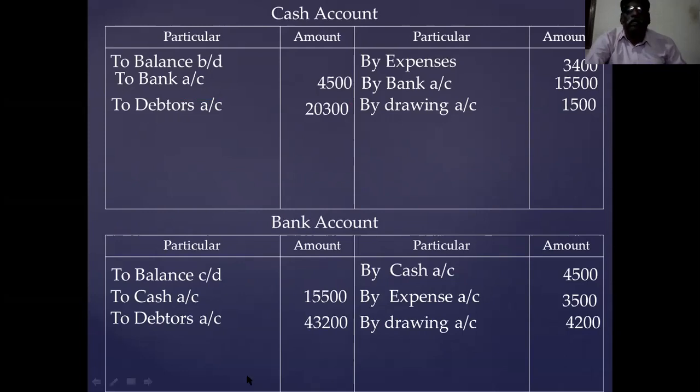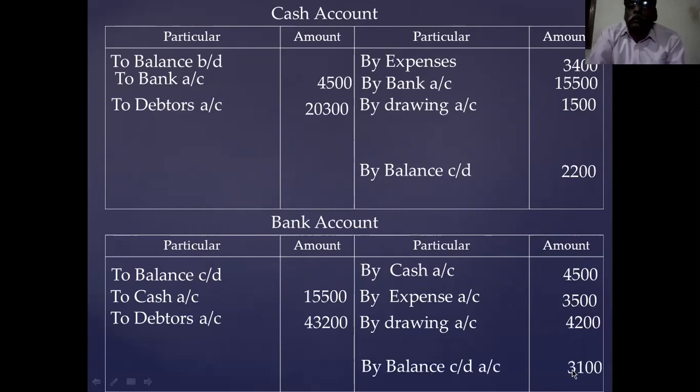Then cash in hand. Cash in hand closing balance. By balance carried down 2,200. 2,200 is the cash account closing balance. In the closing balance, bank and cash total is 5,300. Therefore, out of 5,300, you deduct the 2,200 cash balance. Automatically, you will get the bank balance. That is 3,100. Clear? This is split into cash and bank.